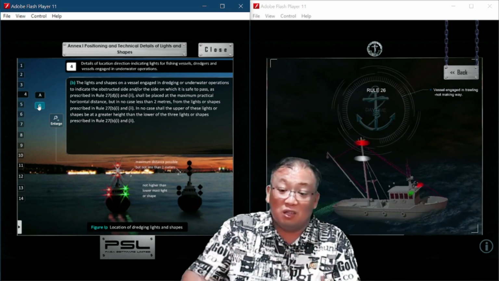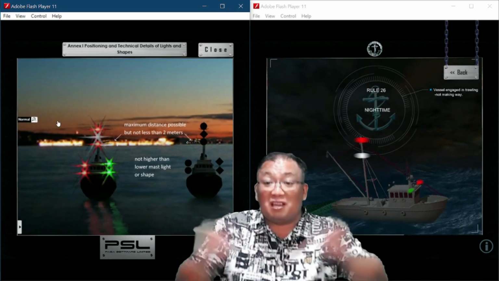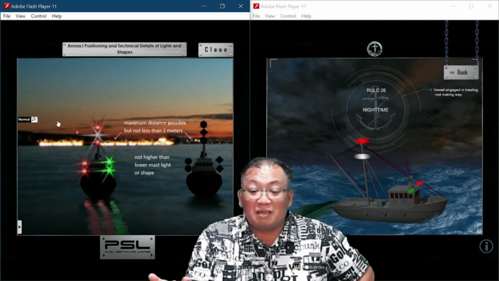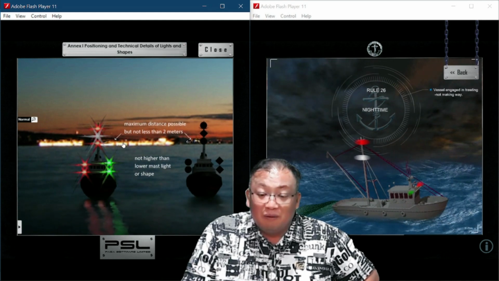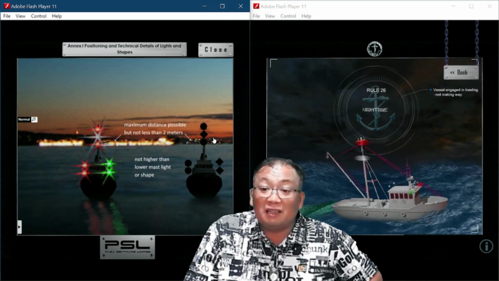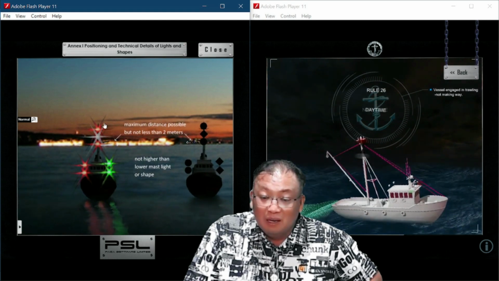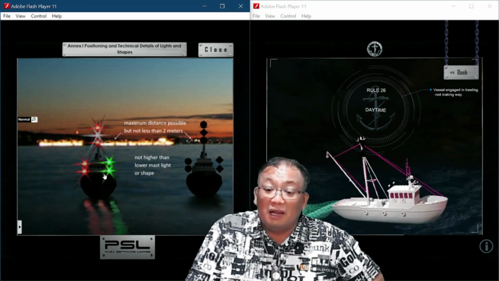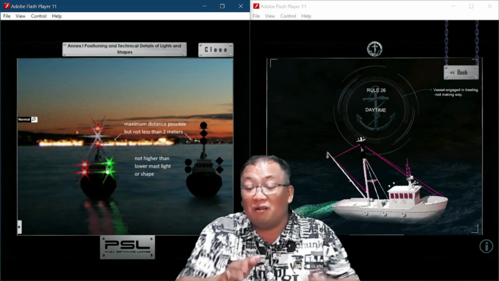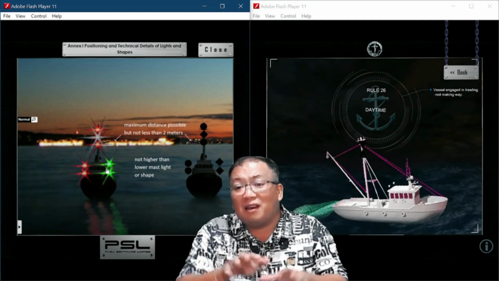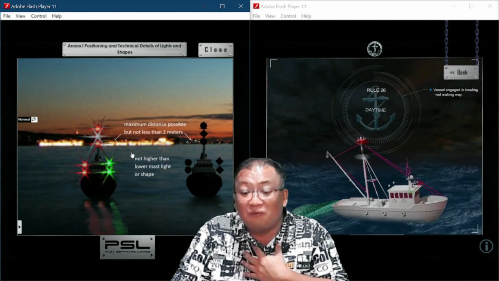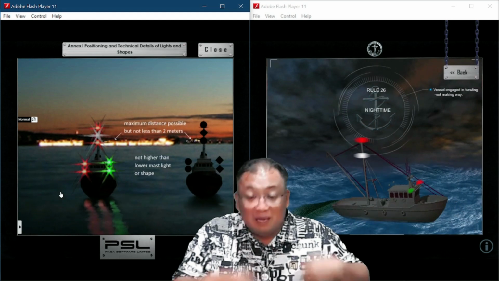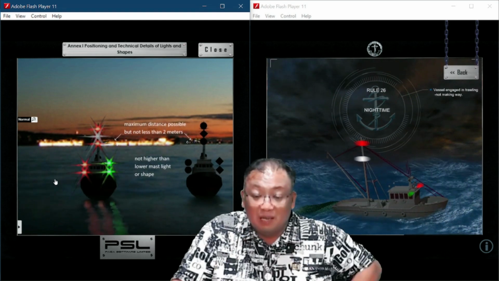Okay, it's too long. Let's say the drawing is very clear. It says the maximum distance possible. First let me define this one. This is the daytime and this is the nighttime. The red, white, red. The 2 greens indicate which side you're engaged in dredging operation. So that means this is safe to pass. The 2 red is where the outlying gear is, meaning the gear for dredging is on this side.